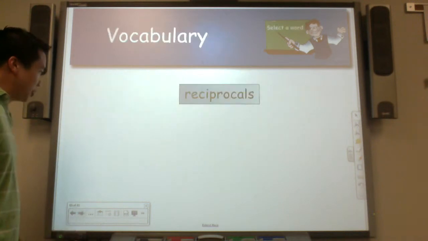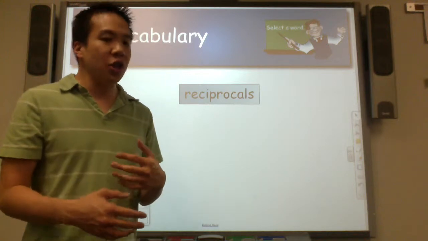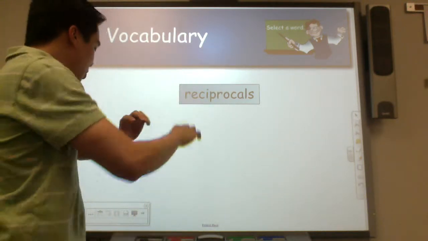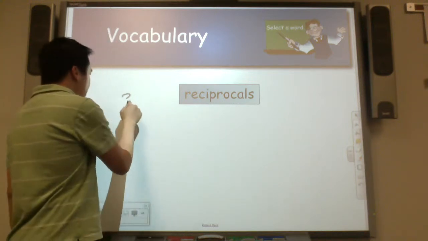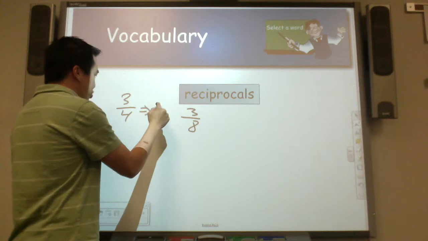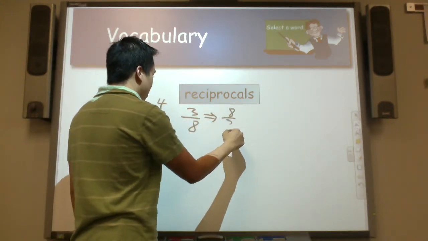Before we continue, we have to know what a reciprocal is. Reciprocal is the flipping of the fraction, or interchanging the numerator with the denominator. So we're just reversing it. For example, if you have 3/4 and 3/8, if you interchange it, it will be 4/3. If you interchange that one, it will be 8/3.